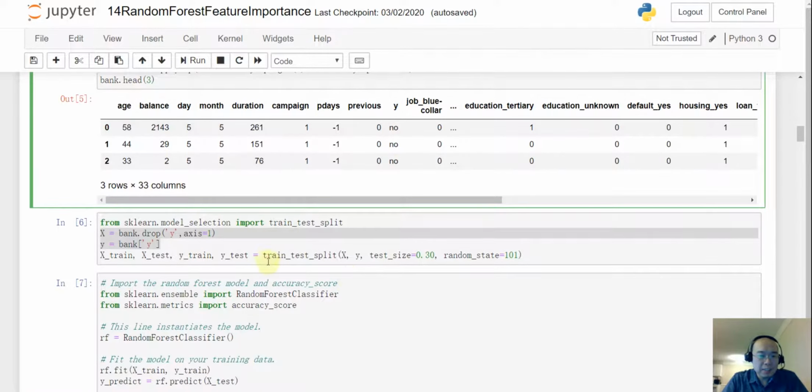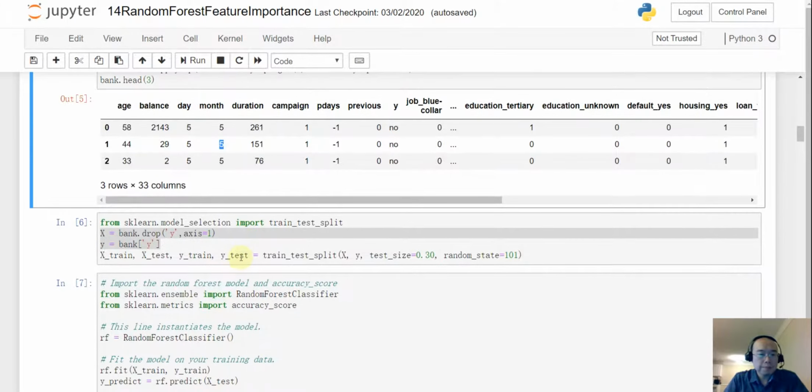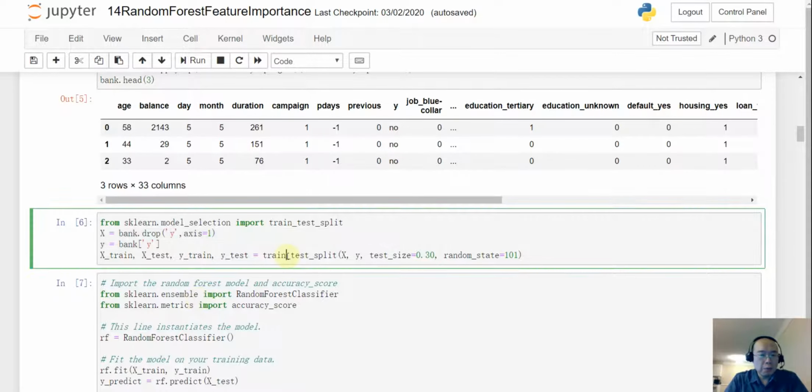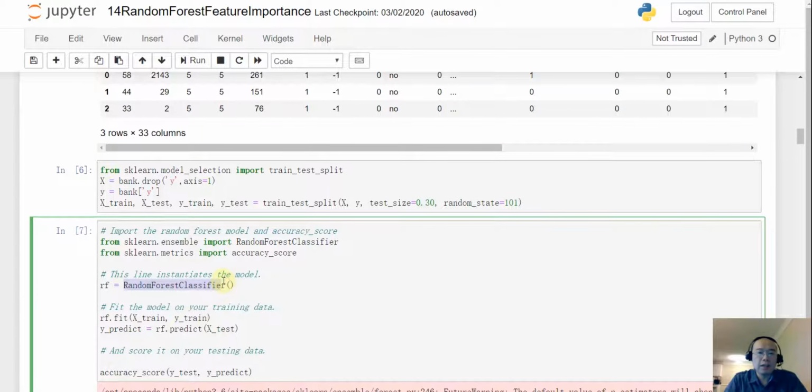For the next part, I apply the mapping, and I map all the values in the month column to a numerical value, like this one, 5 for May. Now this dataset is really ready, and we want to do the train test split, and then I do the random forest classifier. I want to pause here and ask you a question: why didn't I do the standard scaler?